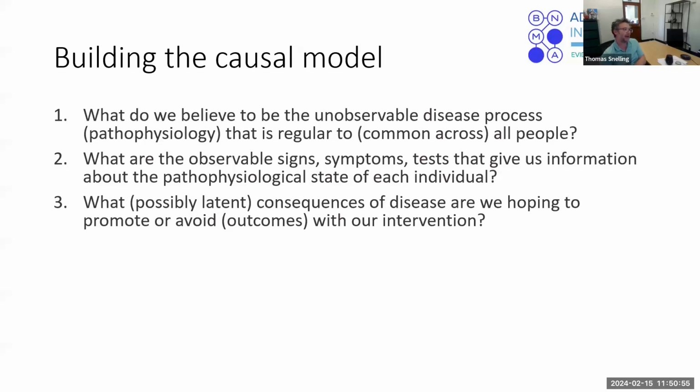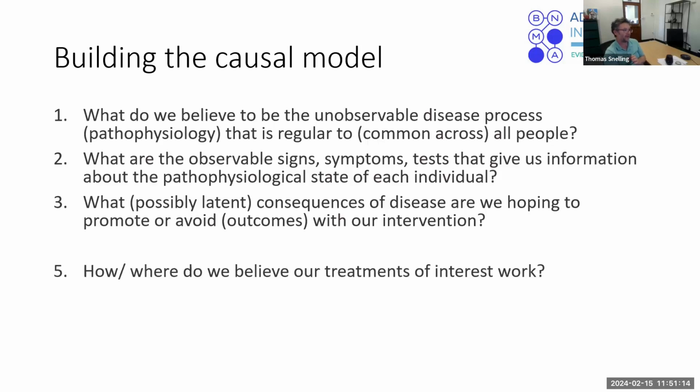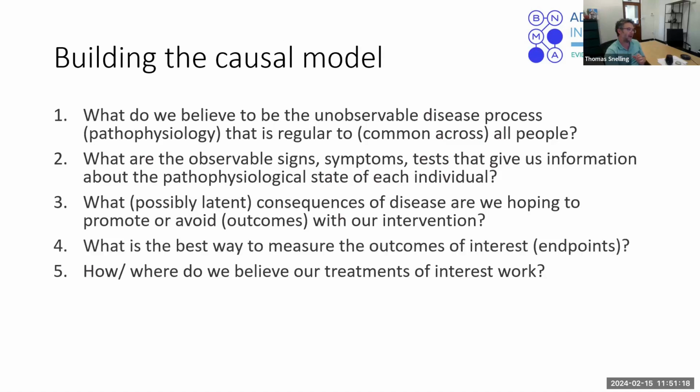Those outcomes might be directly observable, like death, or they might be latent. They might be a concept of quality of life or pain or suffering or something like that. That is definitely something we want to avoid, but not necessarily something that we can directly observe. Then what's the best way to measure those outcomes of interest? So these are our endpoints.